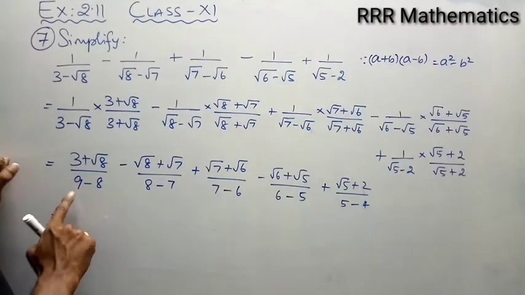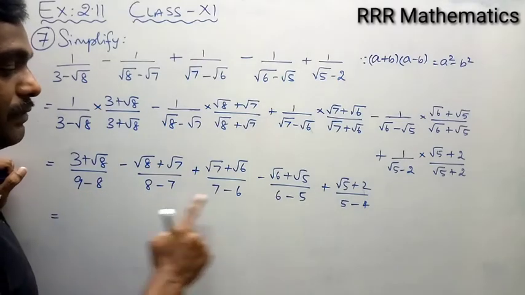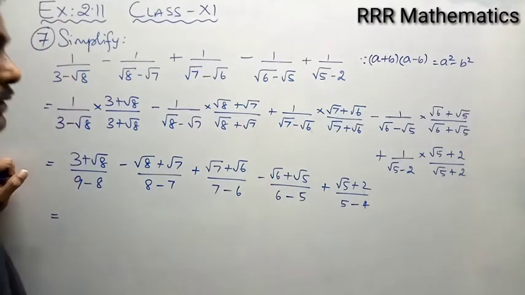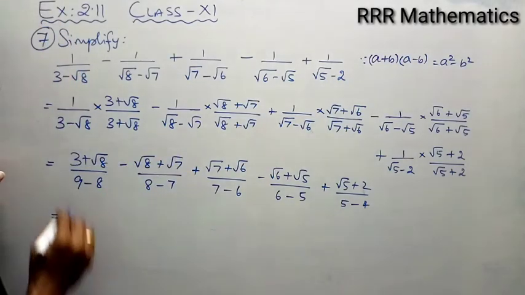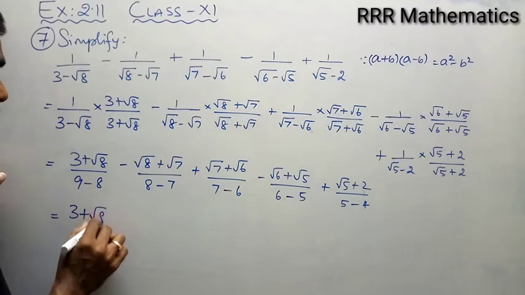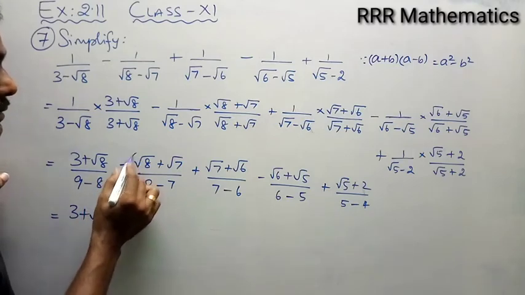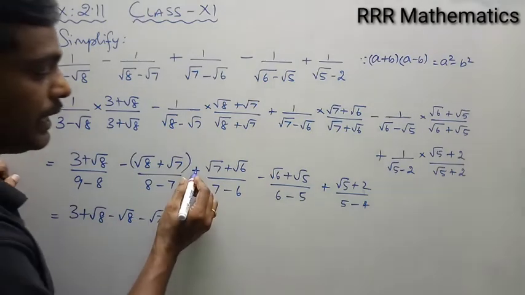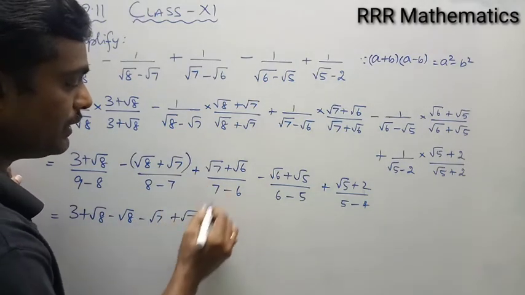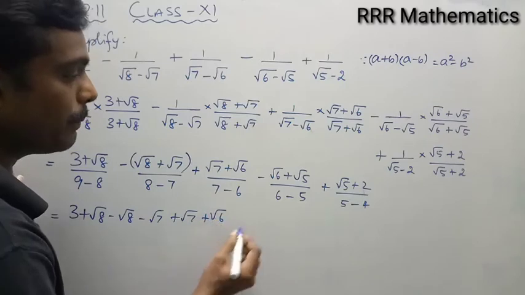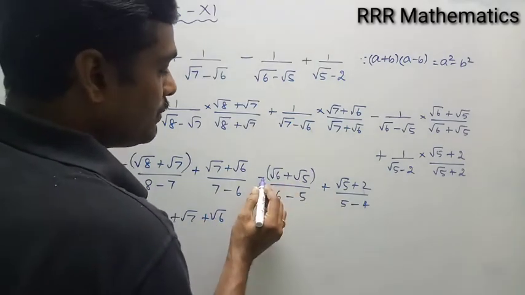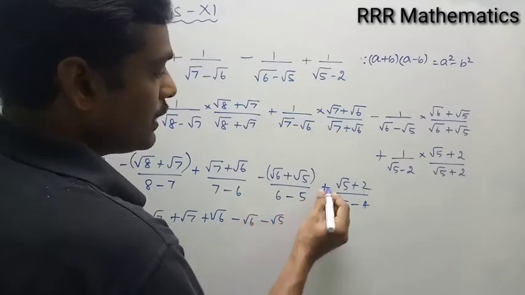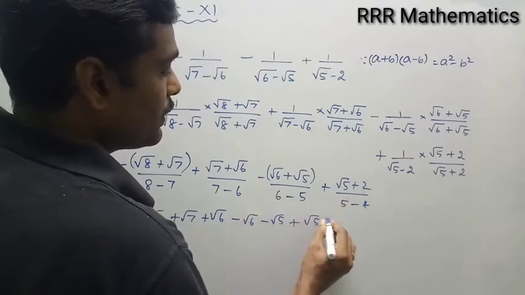See, in all the denominators: 9 minus 8, 1. 8 minus 7, 1. 7 minus 6, 1. 6 minus 5, 1. 5 minus 4, 1. So no problem, directly you can write the numerator. 3 plus root 8. Multiply the minus inside: it will be minus root 8 minus root 7. I have plus here, so I write directly root 7 plus root 6. And I have minus here; multiplying inside, minus root 6 minus root 5. I have plus, so I write directly root 5 plus 2.